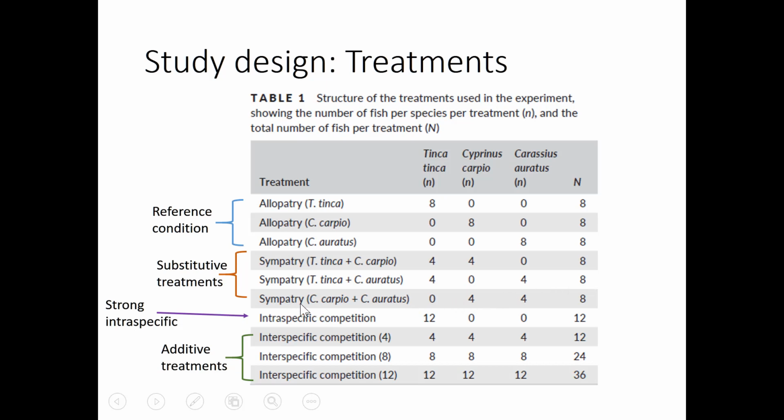Same thing here, so now we've got carp and goldfish, and the total number is the same as above, with the idea being we're not necessarily increasing the strength of total consumption here, but we're just changing the identity of the species who are doing the competing. So these would be sympatric in that there's two species together, and these are also obviously interspecific treatments.